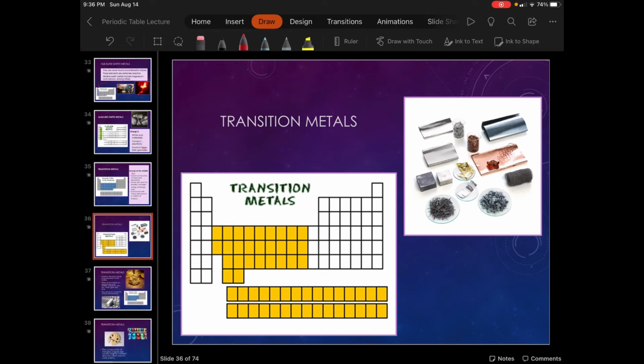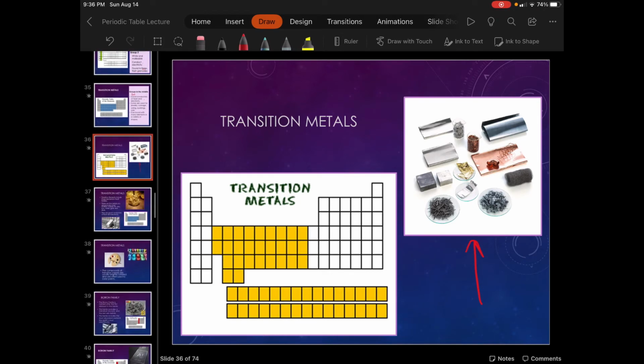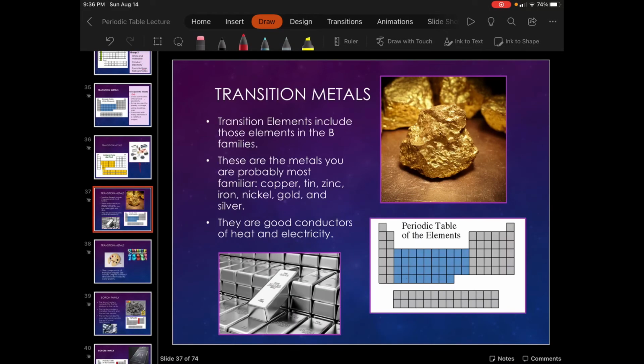Again, we have a picture of the transition metals, and remember the lanthanides and the actinides are also part of the transition metals, but in order to keep the D block in order, they were pulled out and placed underneath, and it also helps us to keep the periodic table on one sheet of paper.